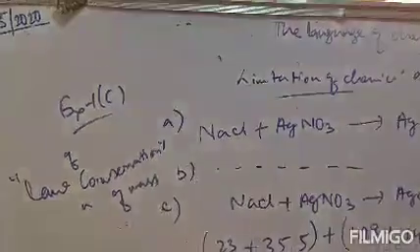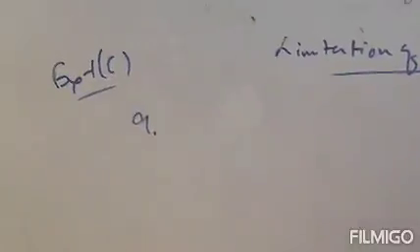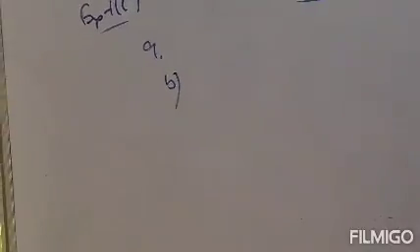Next question. Next question is your question number 9. Question number 9B. 9A question says define atomic mass unit. The definition of atomic mass unit, you will get this from book. And question B says calculate the molecular mass of the following. We have to calculate the molecular mass of the following.